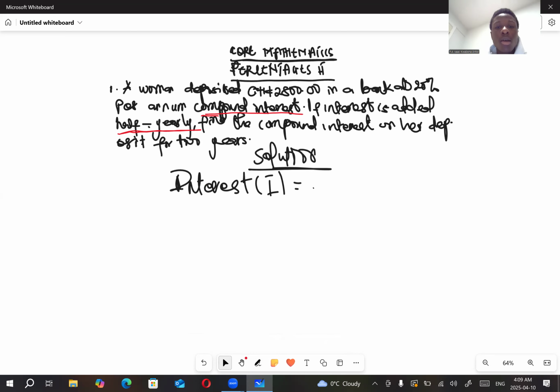But I dictated, so you should be able to write. I said a woman deposited 2,800 in a bank at 20% per annum compound interest. If the interest is added half yearly, find the compound interest on her deposit for 2 years. Okay, so just check the subsequent solution. If it's still the same, then we can know what to do.